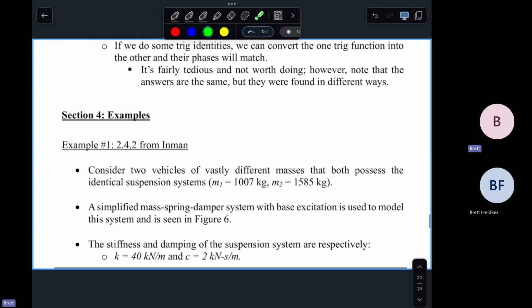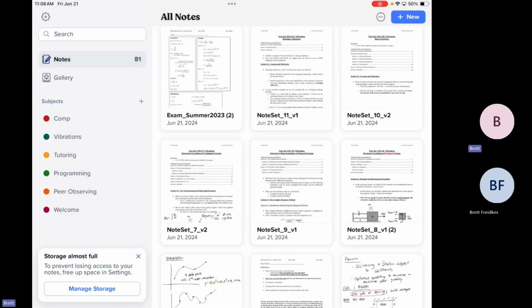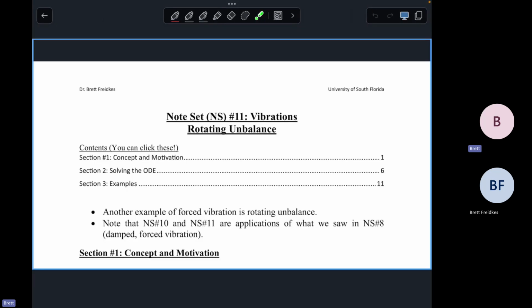Okay. That's note set 10. That's base excitation. Is that okay? Okay, one more note set. 11. Good.